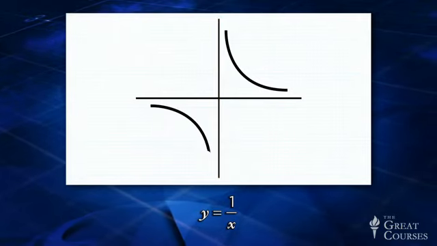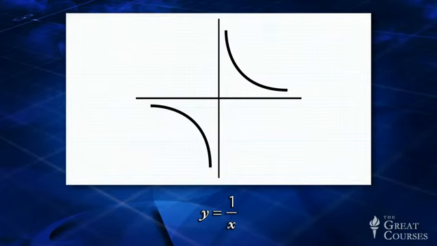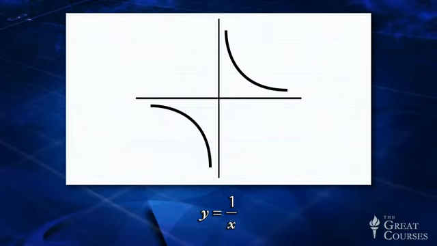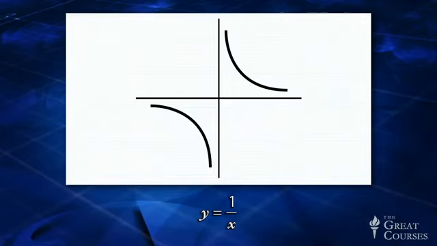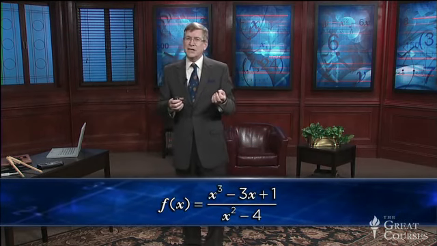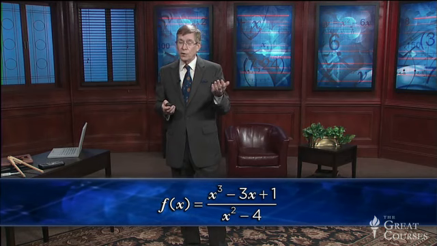And this generally is true of most rational functions. They have horizontal and vertical asymptotes. And using elementary calculus, you can find those asymptotes even for more complicated functions, like the following: f of x equals x cubed minus 3x plus 1 over x squared minus 4.